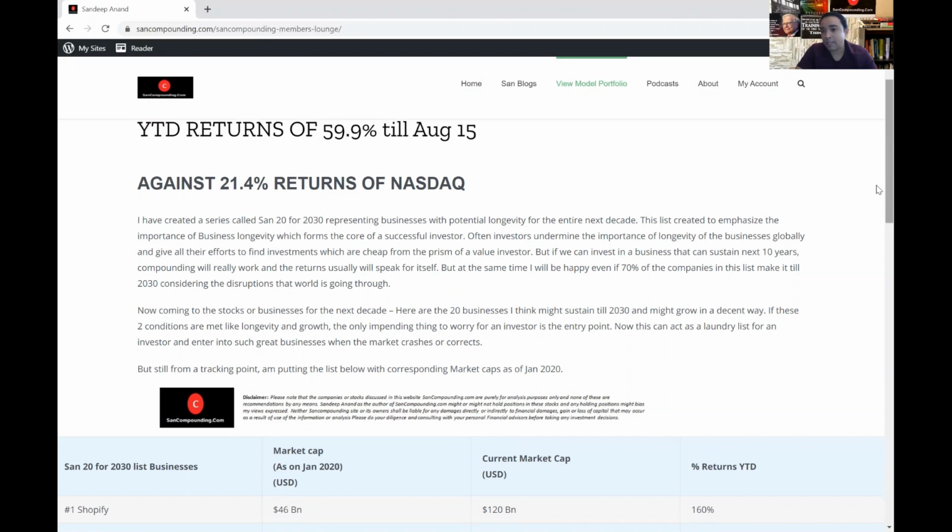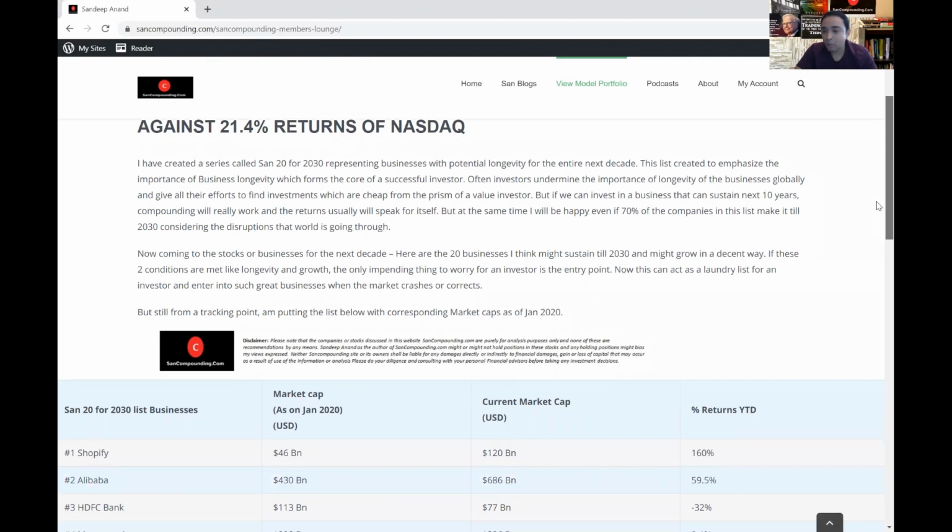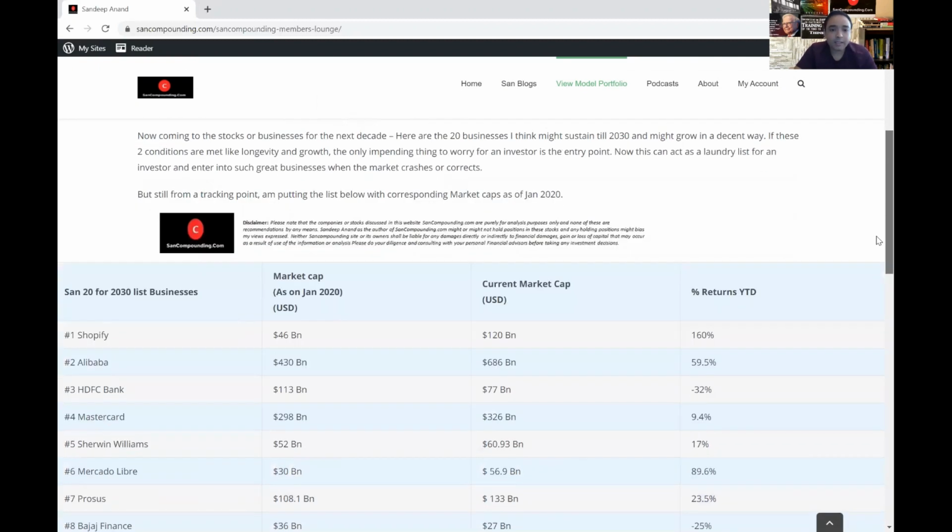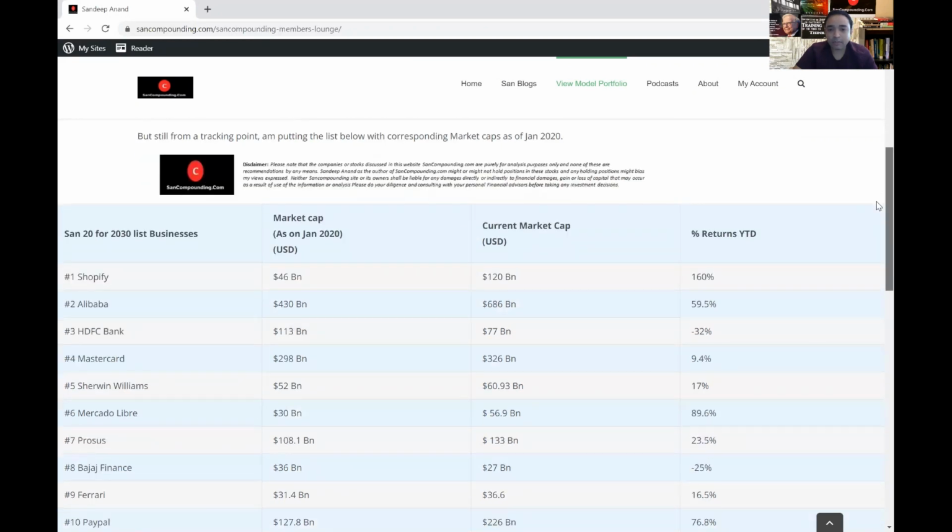And I'm only talking about equity allocation. I'm not talking about the outside-equity purview, where you should also have bonds, gold, and all. But if you have, say, 50, 60% in equity allocation, how will you build a global portfolio? And from a tracking point of view, I put the market cap as of Jan 2020 when I created this. Just a disclaimer I put: these are just for illustrative analysis purposes, to indicate how a model portfolio can be created, so you can follow a similar path and create your own portfolio. So here is the SAN 20 for 2030 list which I created, which has the market caps as of that day when I created it.